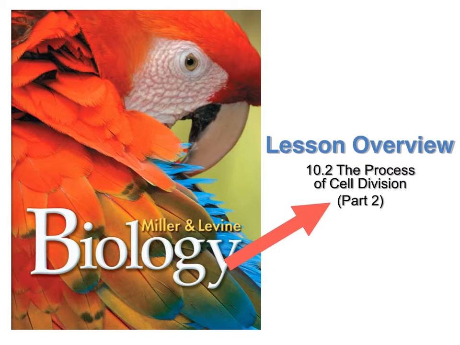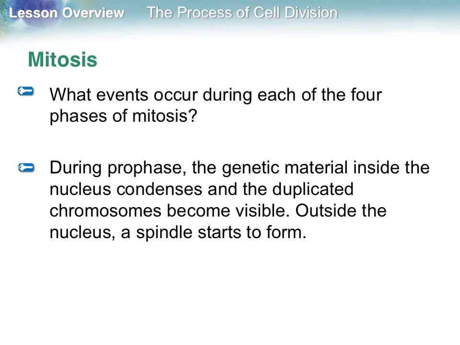Here in part 2 of section 10.2, we're going to be talking about the actual process of dividing the cell, dividing the nucleus of the cell. There are 4 distinct phases of mitosis, which is the division of the cell nucleus, and we're going to be talking about each of the 4 parts in detail. The first phase is called prophase, and that is where we are preparing for cell division.